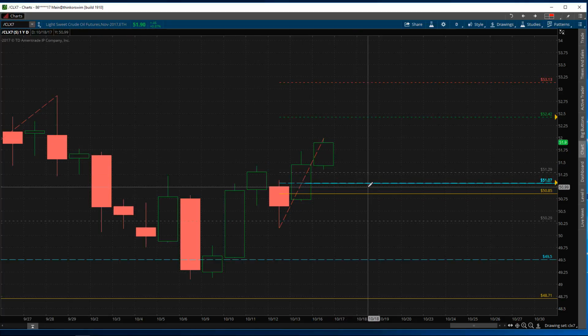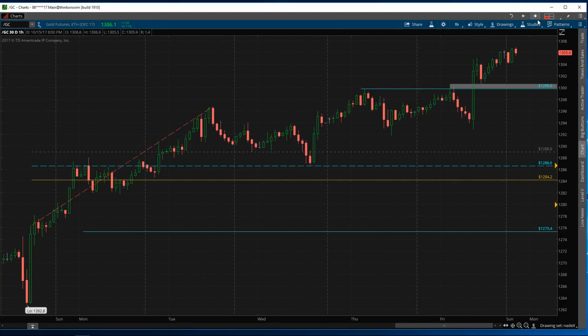If we can pull back to those 51, call it 51.10, 51.07, and then rally into the rest of the week, that is a potential setup I'll be looking for in oil.